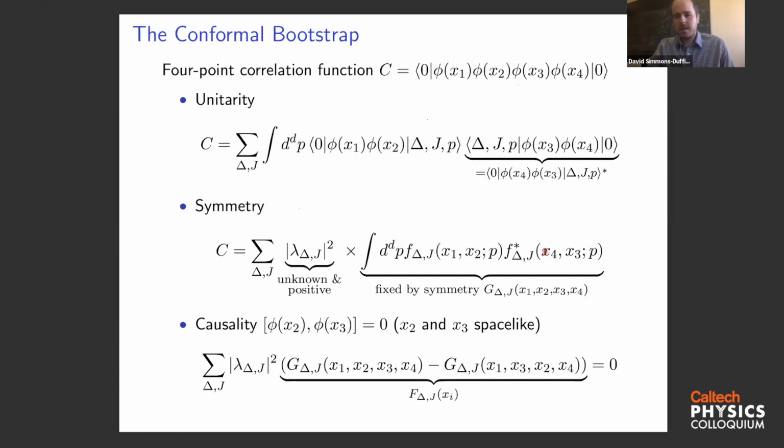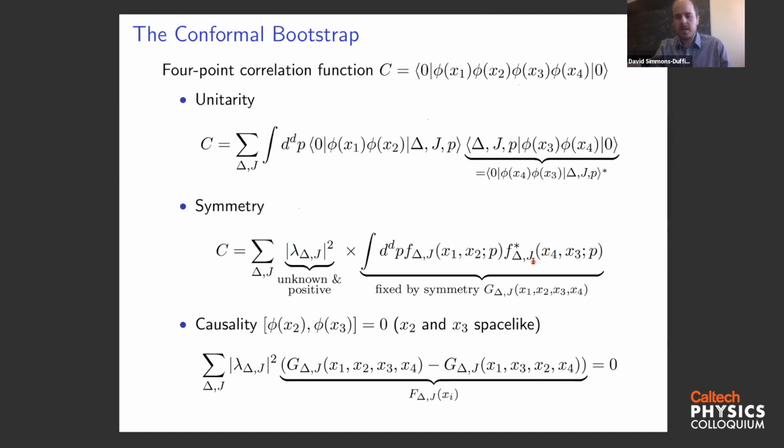And then the last constraint is causality. And the form of causality that we'll use here is that a commutator of 2 measurements at space-like separated points is 0. So if I make a measurement over here and a measurement over here, and if it's not possible to send a signal between the 2 space-time points, then the measurements have to commute with each other.